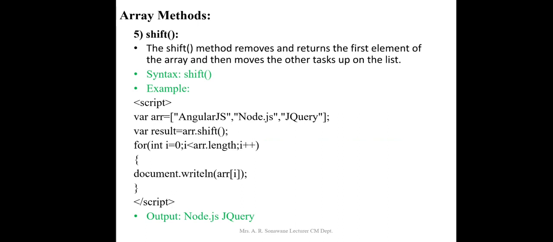So what is the meaning? Node.js is shifted to the 0th index position and jQuery is shifted to the first index position. So this is actually the meaning of the shift method. Whatever elements are present, the first element will be removed and all the other elements are shifted one position up in this particular method.